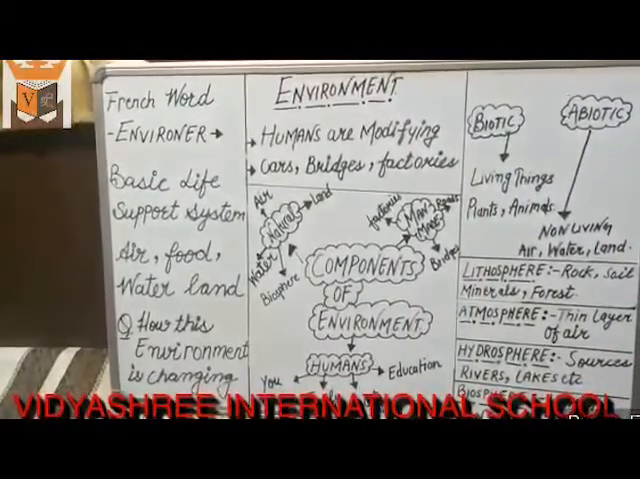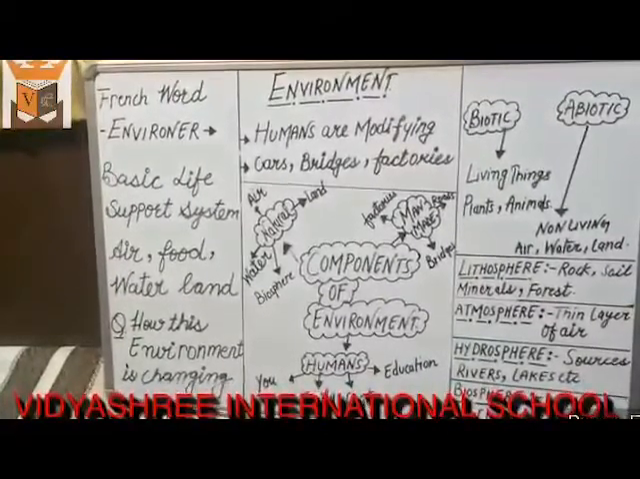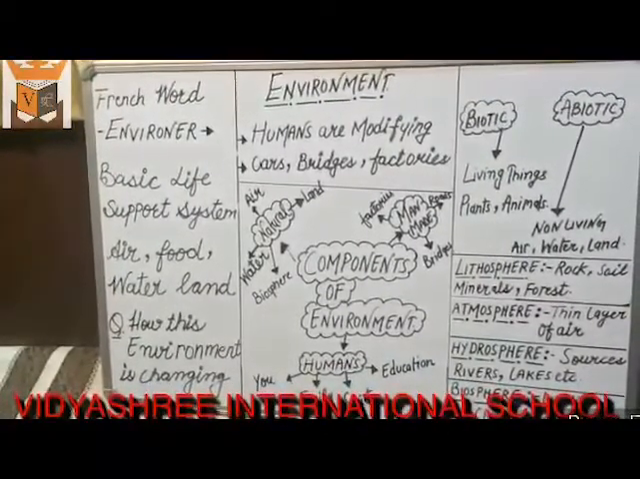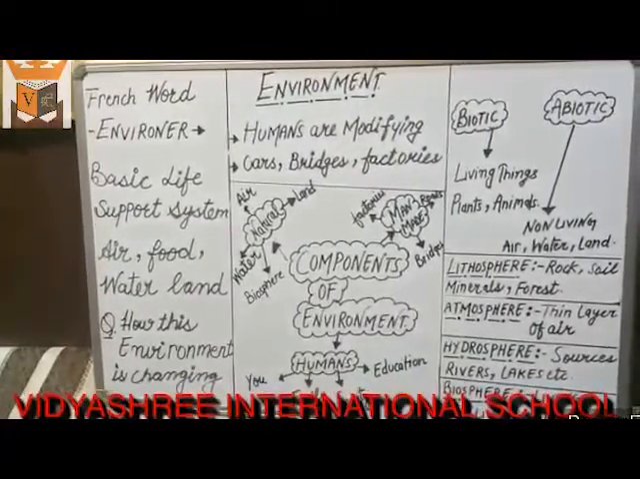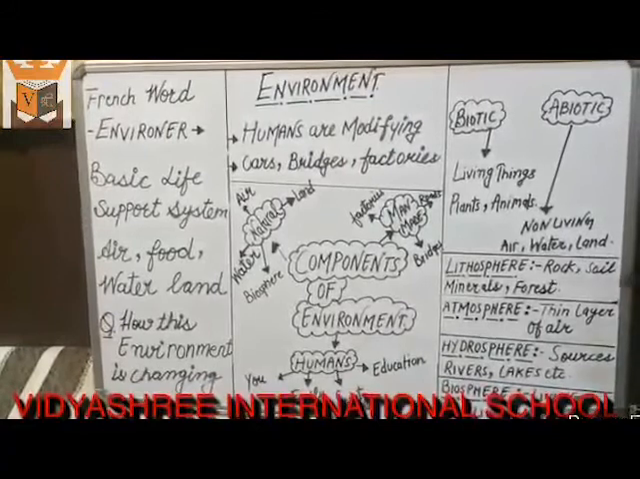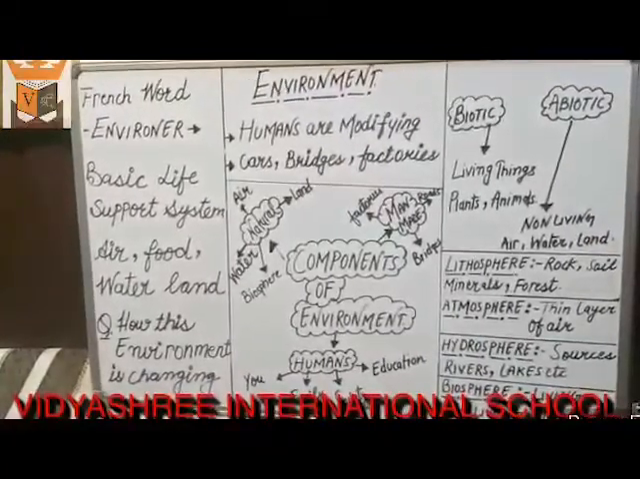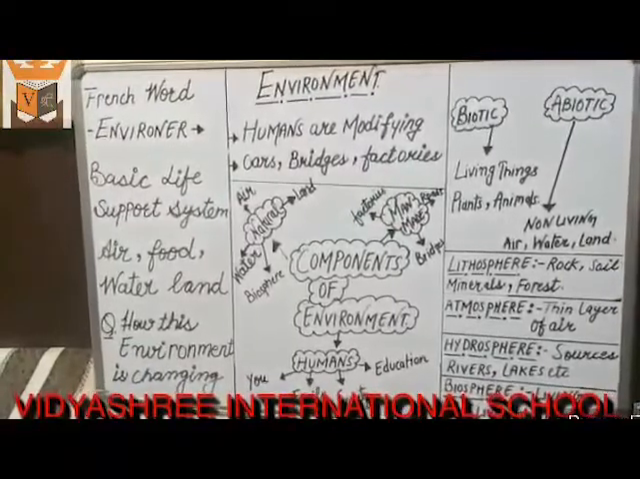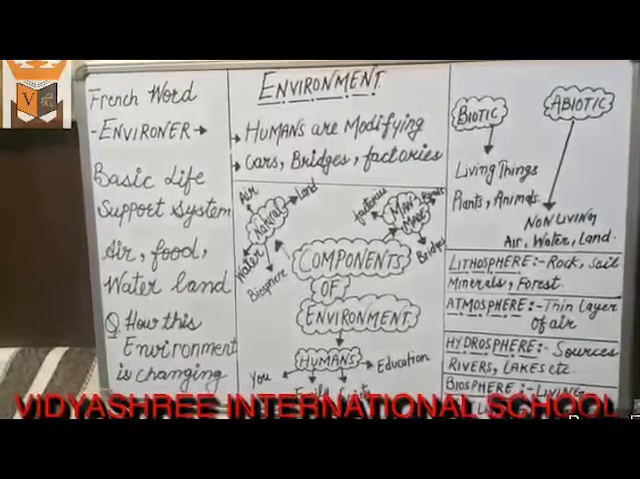So in simple words, we could say that whatever you see in your surrounding, like our house, the air we breathe, the water we drink, the food we eat, even this marker, this board, all comes under the environment. So basically, environment is our basic life support system, and without that, we cannot survive.